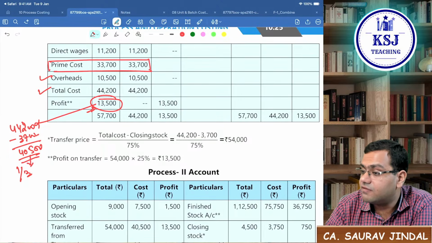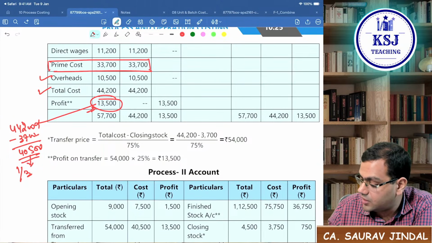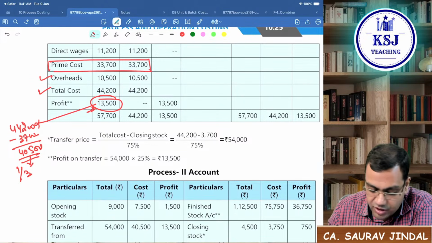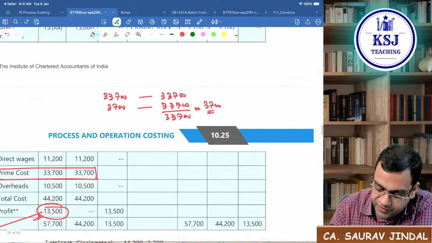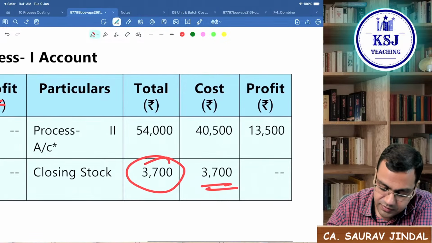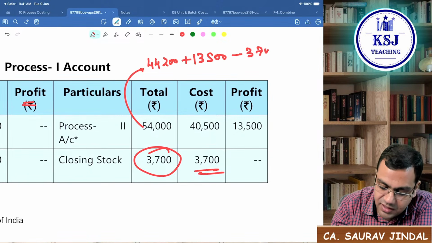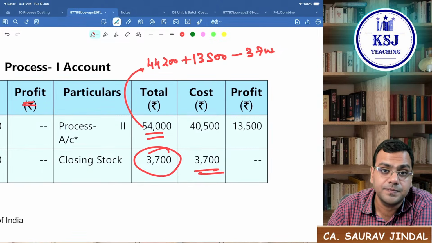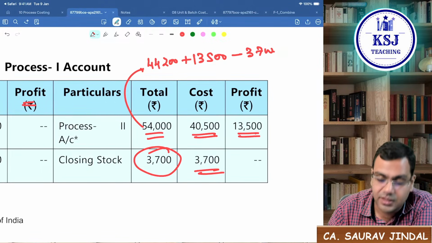So at what value are you transferring it to the next process? That is 44,200 plus a profit of 13,500 minus 3,700, which is 54,000 value of goods. This is 44,200, which is the cost, plus profit of 13,500. Out of this, 3,700 is still in the stock. So 54,000: what is the cost element in that? 40,500. Profit element 13,500.